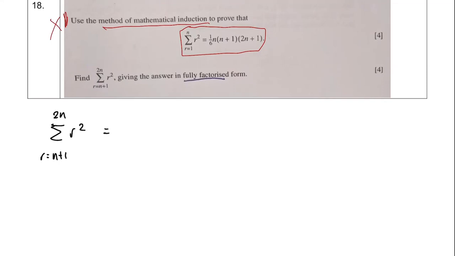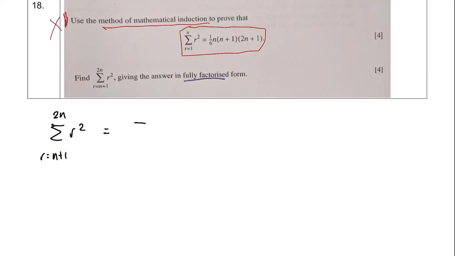This one has to be a bit tricky, because what we have now is a formula that goes from 1 to n. Maybe it's still useful. It will only be useful to us if we make sure the lower limit here for r is 1. Here it's not 1, it's n plus 1. So what can we do?